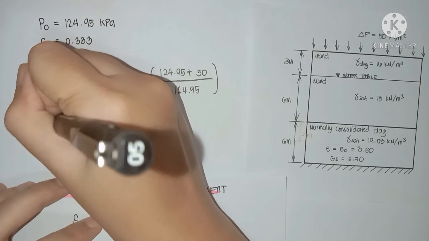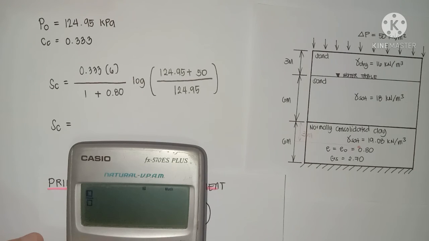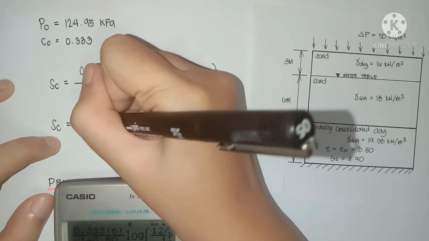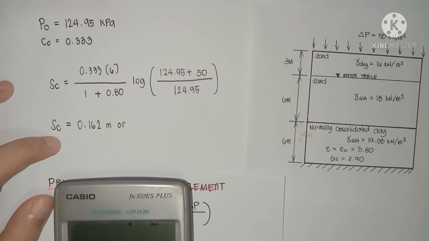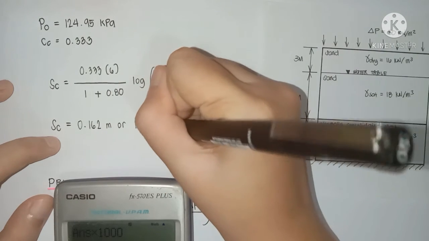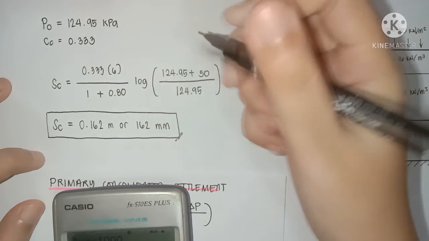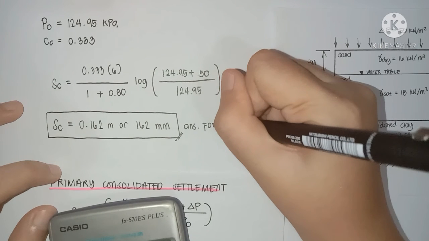Okay. So, our SC for the primary consolidation settlement is equal to 0.333 times 6 over 1 plus 0.80, times log of (124.95 plus 50) over 124.95. So, our SC now is equal to 0.162 meters, or if we want to convert it to millimeters, times 1,000, 162 millimeters. So this is now our answer for problem number 2, which is the primary consolidation settlement.